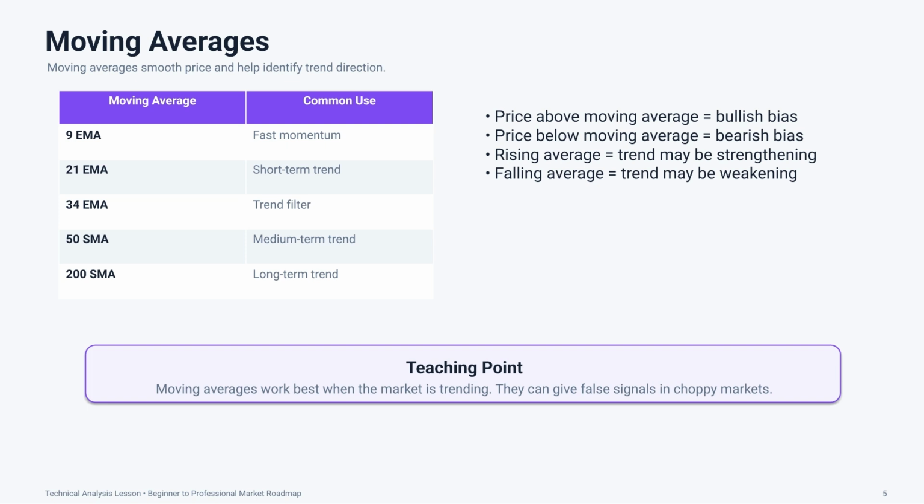But we must remember the teaching point. Moving averages work best when the market is trending. They can give false signals when the market is choppy or sideways. So before using a moving average signal, always look at price structure first. Ask yourself, is the market trending or is it stuck sideways? A moving average should help confirm the trend, not replace your chart reading.